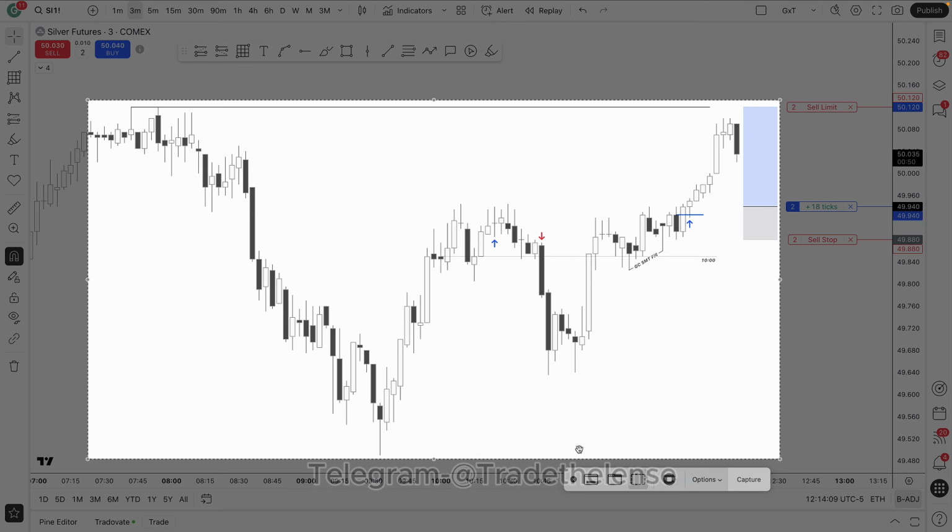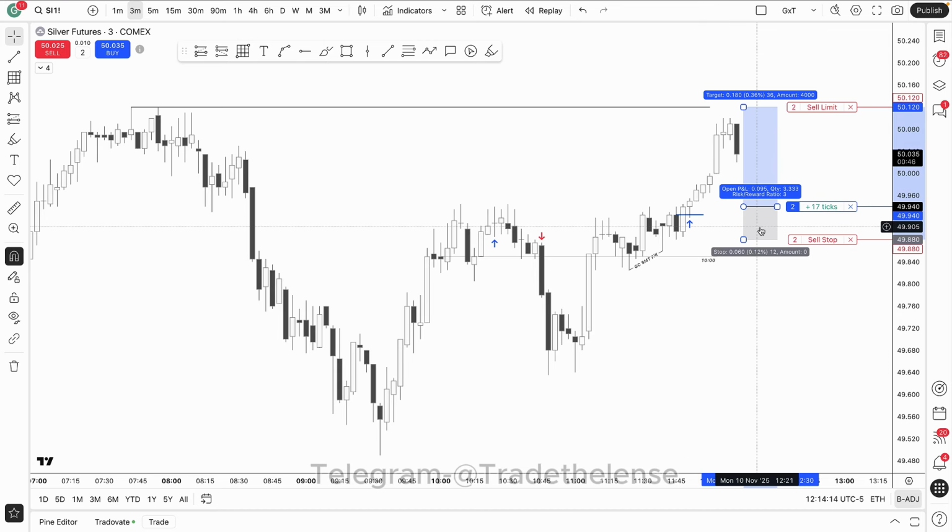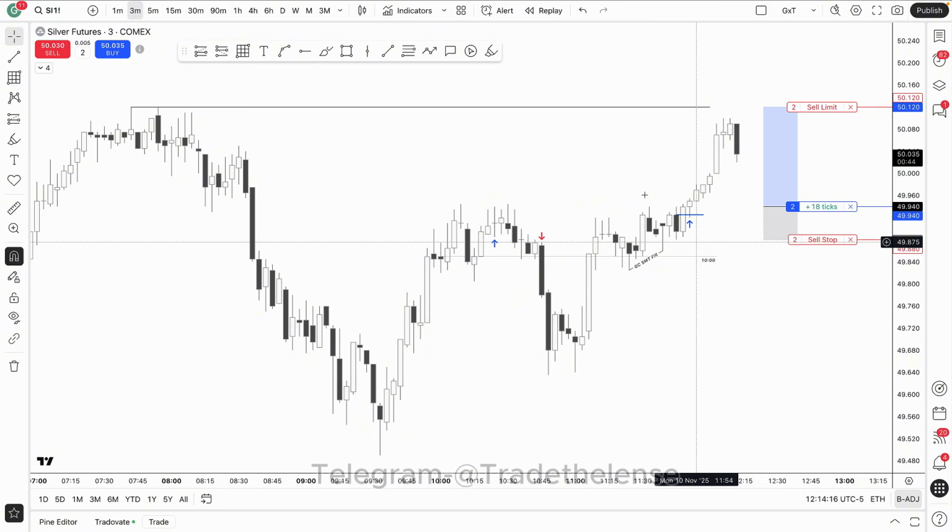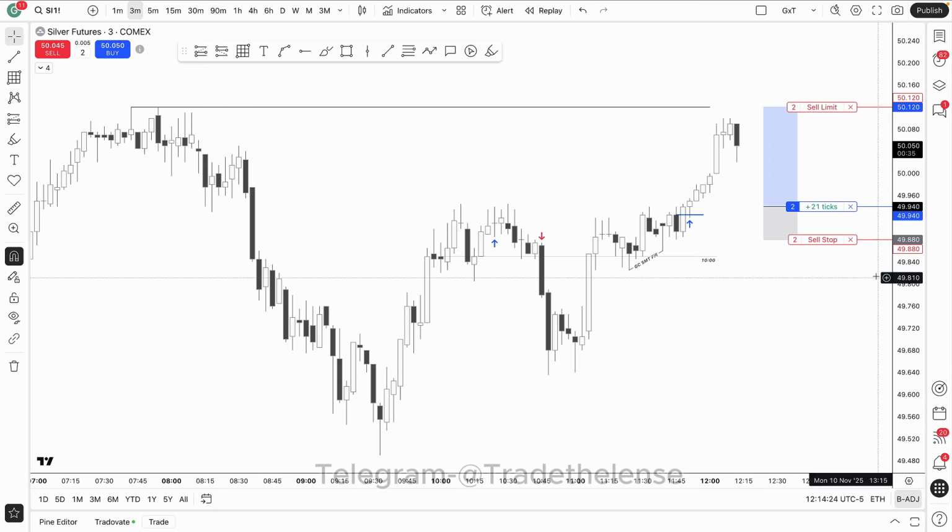You got a gap here. This gap should take us this high. I'm gonna go break even at this point, obviously.